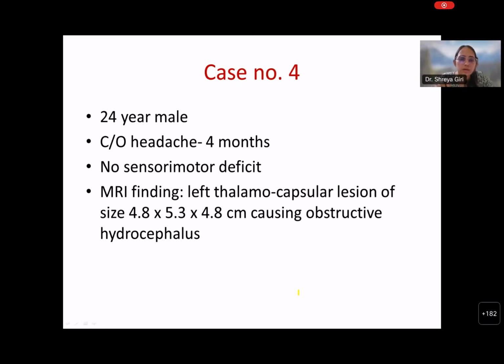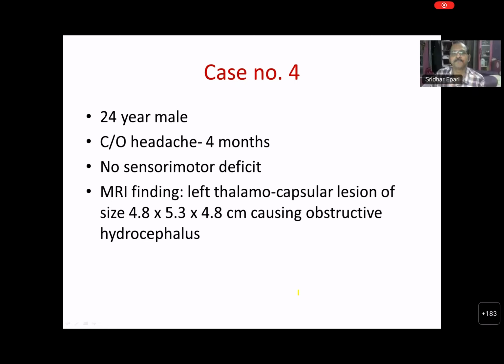A 24-year male. This is a series of the same family of tumors, so we can go fast. A 24-year male with complaints of headache since 4 months. There is no sensory motor deficit. There is a left thalamocapsular lesion causing obstructive hydrocephalus, sir. So, a young adult, a relatively short history, and a deep-seated lesion, not typically hemispheric.